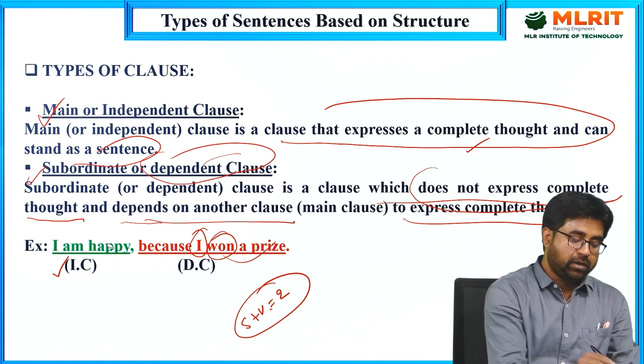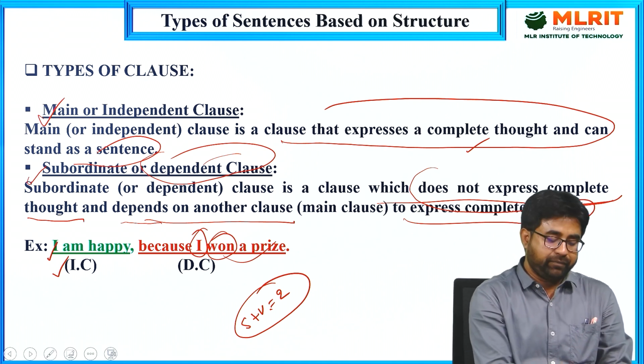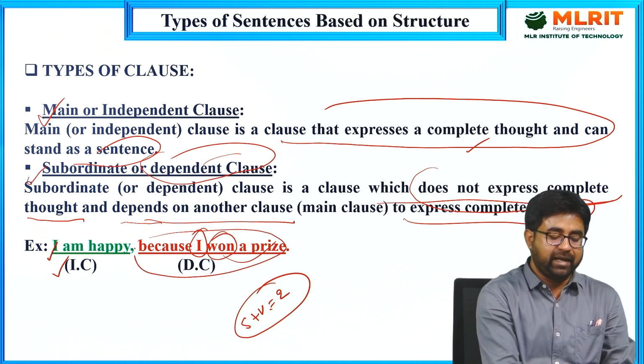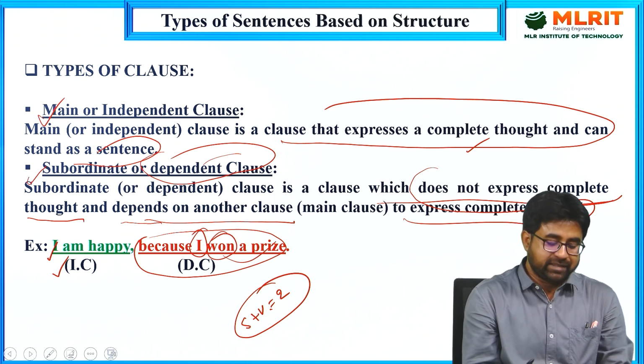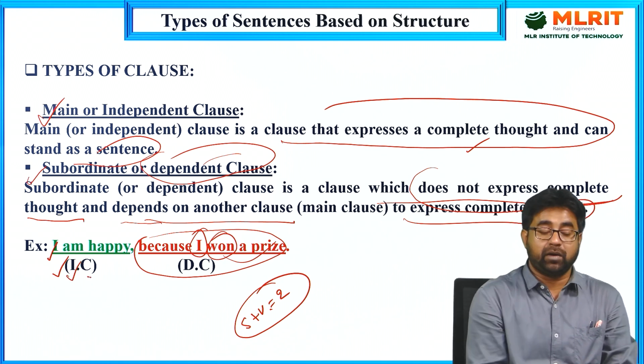But see this part, I am happy. If you see this clause, it is conveying a complete thought. It is not depending on any other part. Even if I remove this entire thing, I am happy is a sentence on its own, right? There is no problem. So that's why it's called IC, independent clause, right?